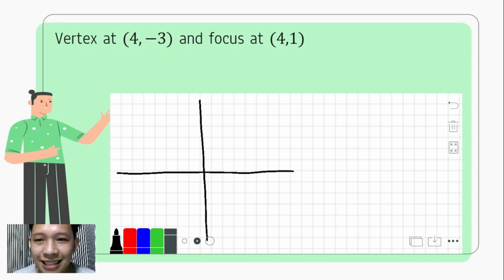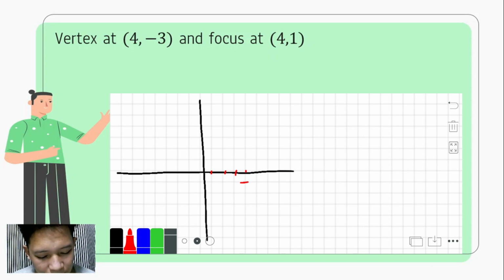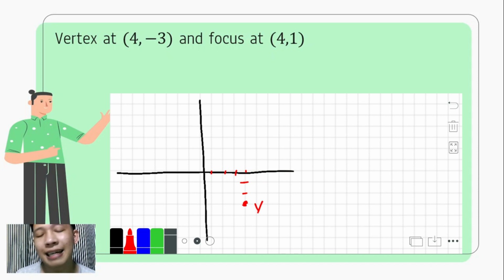Kunwari na lang straight. So, sabi dyan, the vertex is at (4, negative 3). So, that is 1, 2, 3, 4, and then we have here 4, negative 3. So, we have here 1, 2, 3. Alright, so this is where our vertex is. And then, sabi dyan, the focus is at (4, 1). So, we have here 4, 1. So, here is where our focus is. Alright. So, kung mapapansin natin, the focus is above the vertex, which means that the parabola actually opens upward.